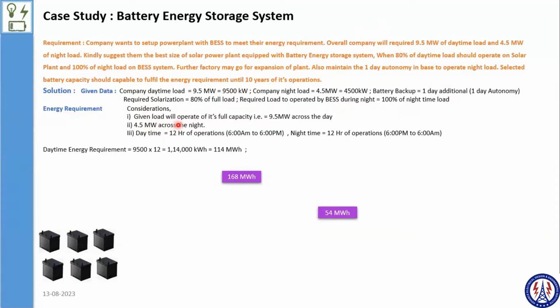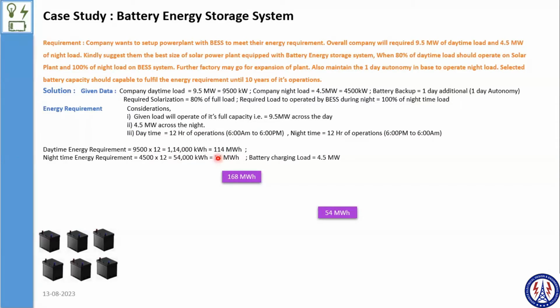So given load, they will operate at 9.5 megawatt across the day. Daytime, as I mentioned, is 12 hours of operation, 6 a.m. to 6 p.m. And the night time is 12 hours of operation, 6 p.m. to 6 a.m. next day, with 4.5 megawatt across the night. So energy required is 9,500 kilowatt into 12. This leads to 1,14,000 kilowatt hour, nothing but 114 megawatt hour. This is your actual energy need for the daytime.